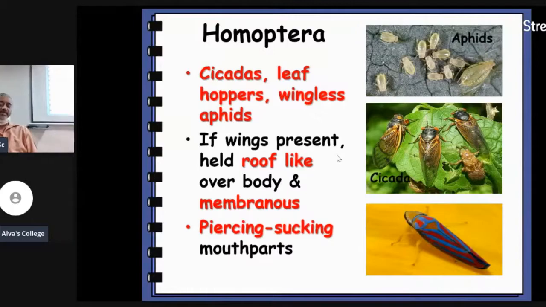You can see the first photograph represents a group of aphids. The second one represents the cicadas, which have camouflaging or biomimicry characters. And the third one is the leafhopper.